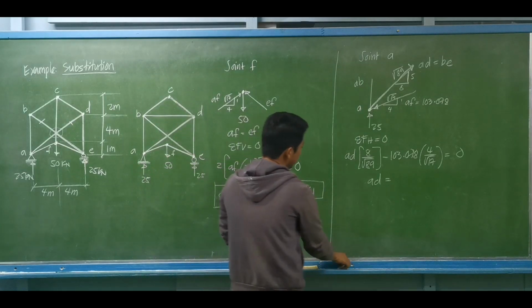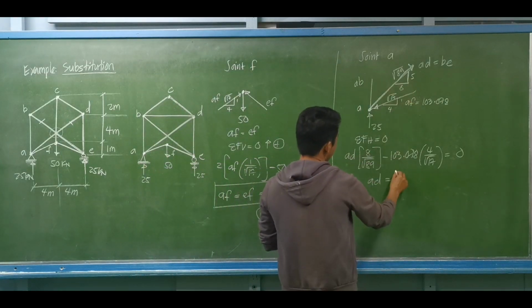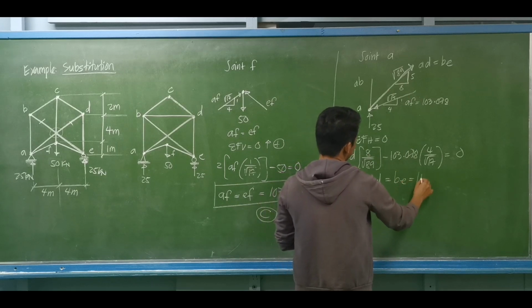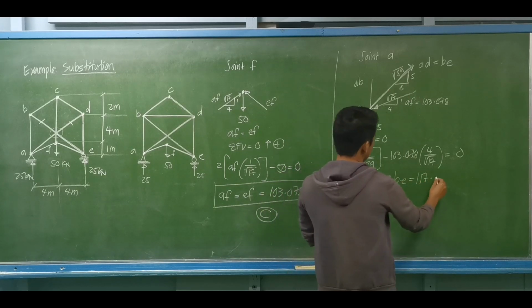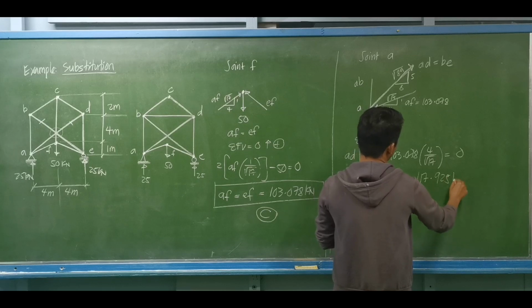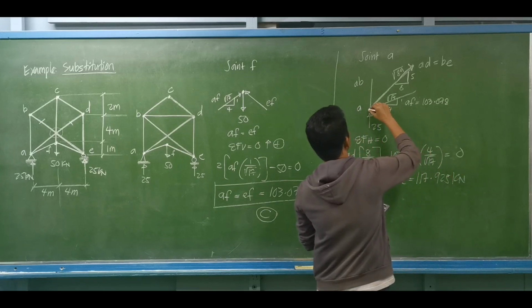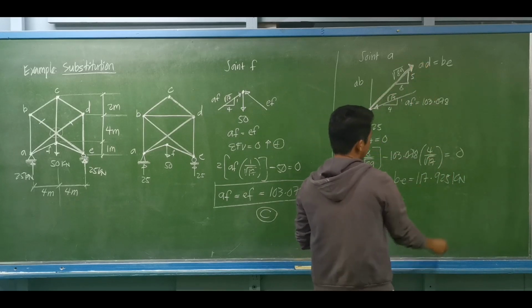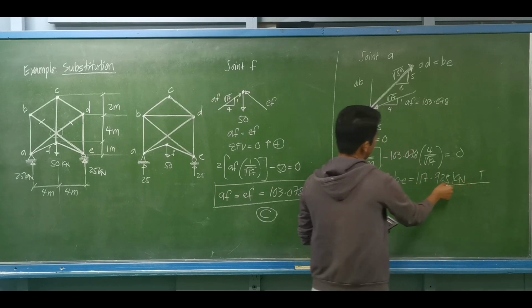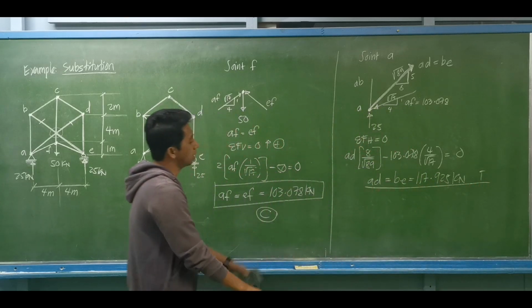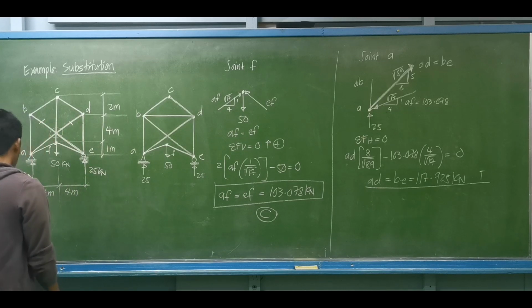So we'll be having a magnitude of AD, the same as BE, equal to 117.925 kilonewtons. As you can see, the direction is away from the joint. They are both under tension. Okay, that is for member AD and BE.